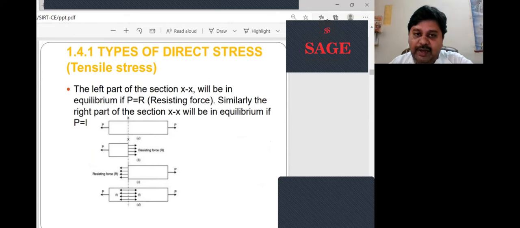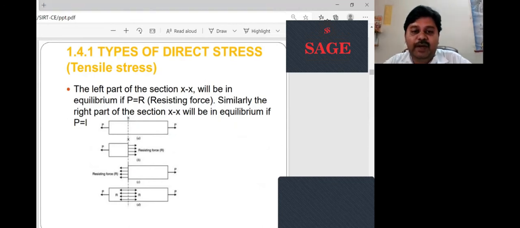When we cut the section into two halves at XX, this is the left-hand part and this is the right-hand part. So this is the resisting force. When some external force is applied to an object, the object resists the force. To resist the force, an internal force is generated. That is known as the resisting force. And this resisting force per unit area is known as stress.